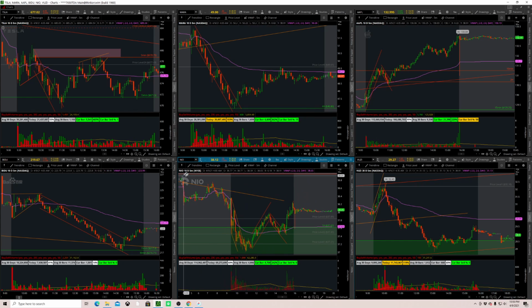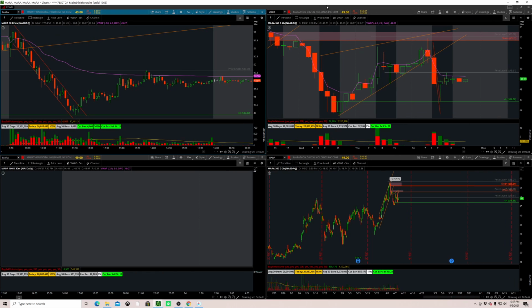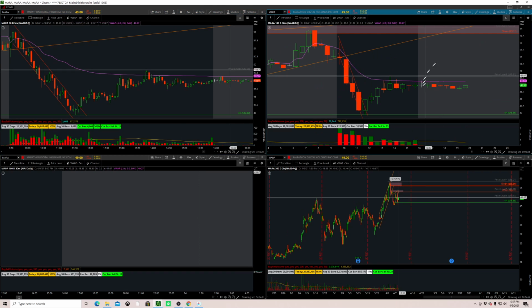All right, so we're gonna start off with the most obvious one, and then we'll build up from that. The most obvious one this morning was Mara. So Mara had put up this falling bearish wedge. I plotted this this morning. Let's actually put it on the 30-minute chart because it's a lot cleaner.